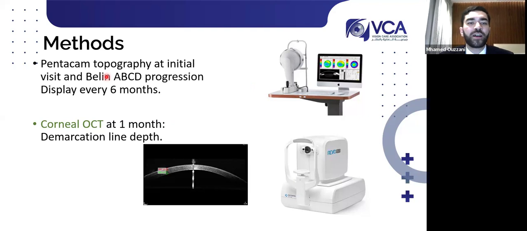Of course, all patients had Pentacam topography at the initial visit, and there is a tool on the Pentacam called the Belin ABCD progression display, and we perform these measures every 6 months to evaluate the progression. Also, we do anterior corneal OCT at 1 month after the cross-linking to look at the demarcation line depth. The demarcation line is a possible sign of the efficiency of cross-linking. So when we see it, we can say that our cross-linking is effective.